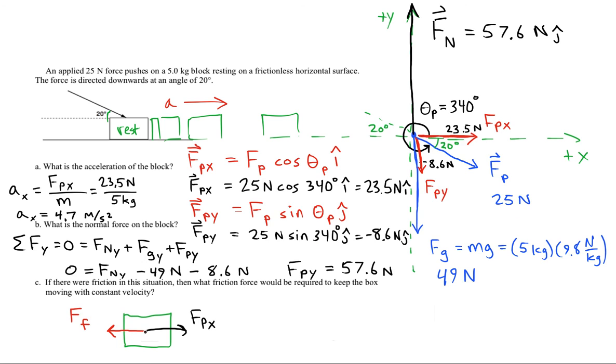Now, of course, we would still have the weight of the object, and we would still have Fpy, and then we would have our normal force, but they don't really matter when it comes to the x dimension. So what friction force would be required to stop this block from accelerating? We would need the force of friction to be 23.5 newtons so that it would match the Fpx. And the friction would have to be in the negative x direction.